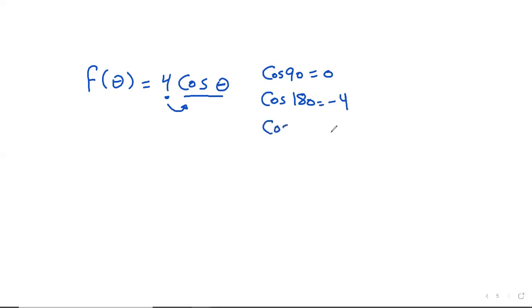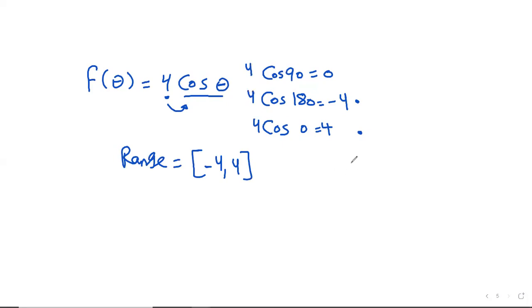And cosine 0 is 1 multiplied by 4, so it will be 4. So the minimum and the maximum value is -4 and 4. Okay, so the range of this function is going to be what? Is going to be -4 and 4. Did you get it? Yeah. Because we have 4 multiplied by cosine, and this function is a periodic function, and its period is 2 pi.